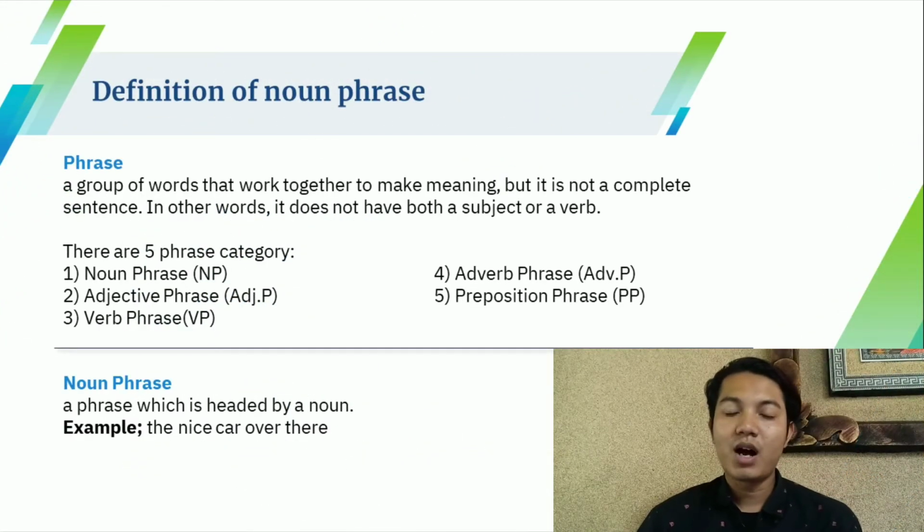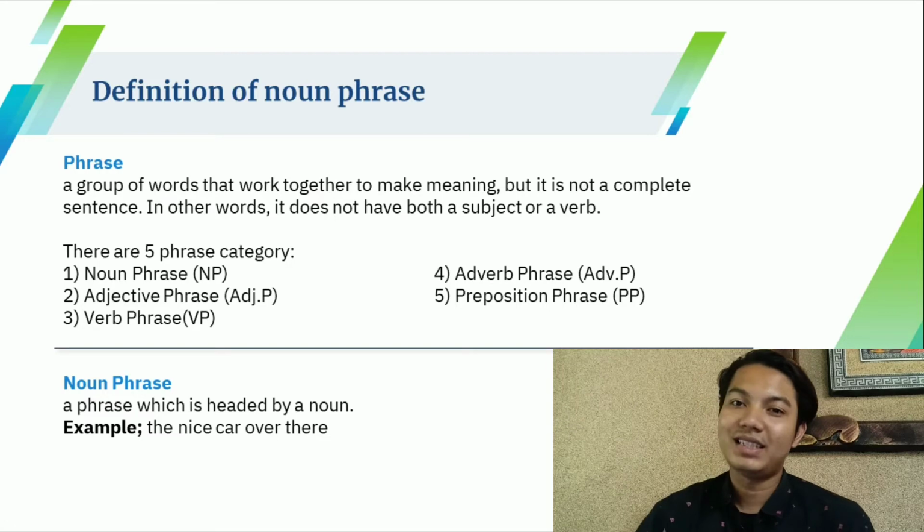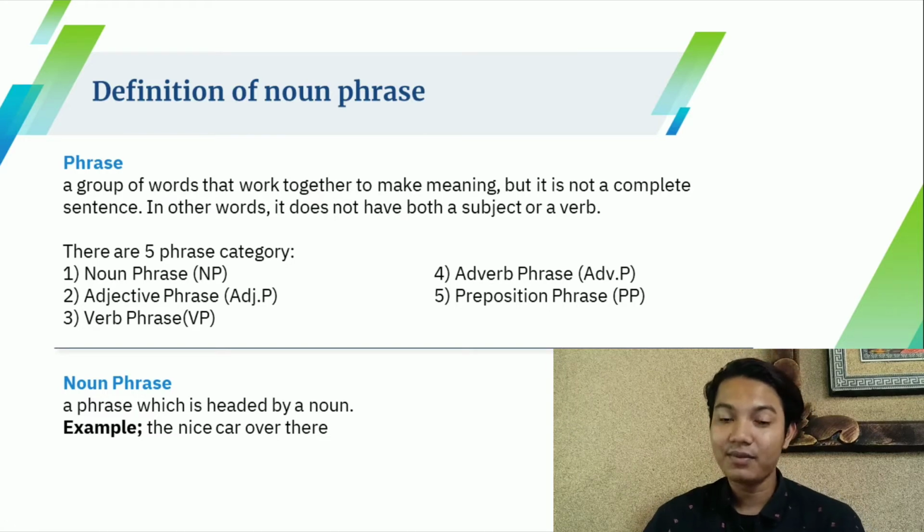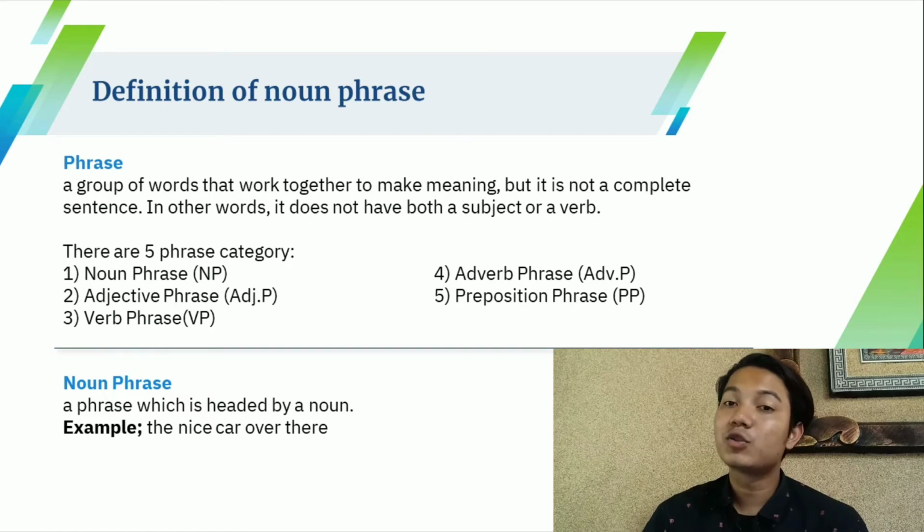Before we talk about noun phrase, do you know what is the definition of phrase itself? Phrase is a group of words that work together to make a meaning. But it is not a complete sentence because it doesn't have a subject or a verb.